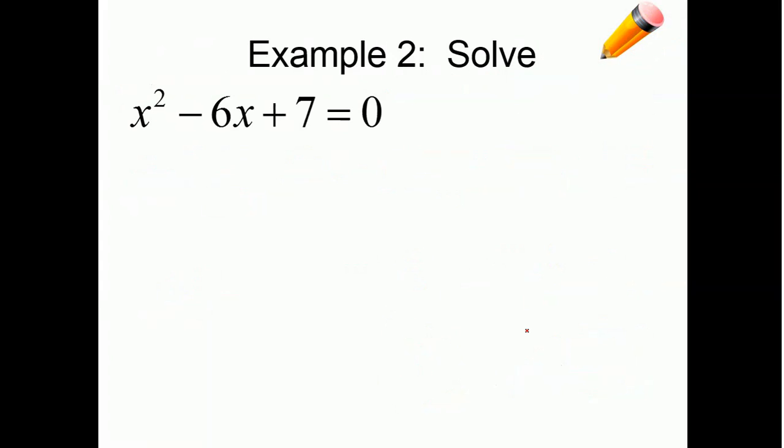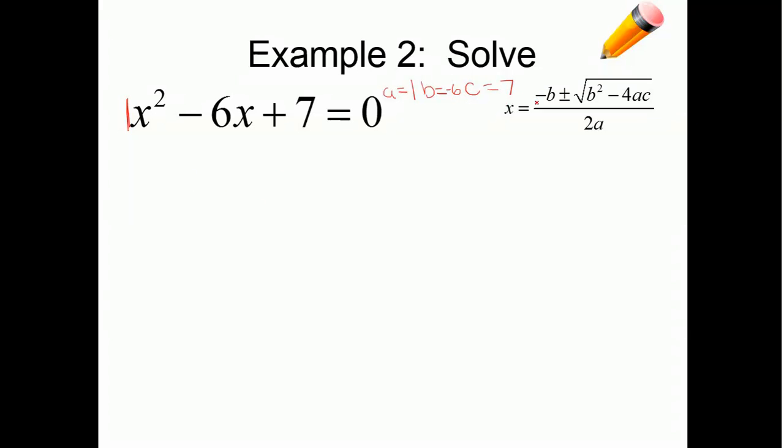Let's try another one. I have x squared minus 6x plus 7. So I have my quadratic formula here. Let's designate who's A, who's B, and who is C. So A is 1, B is negative 6, and C is 7. So now I can plug it in.